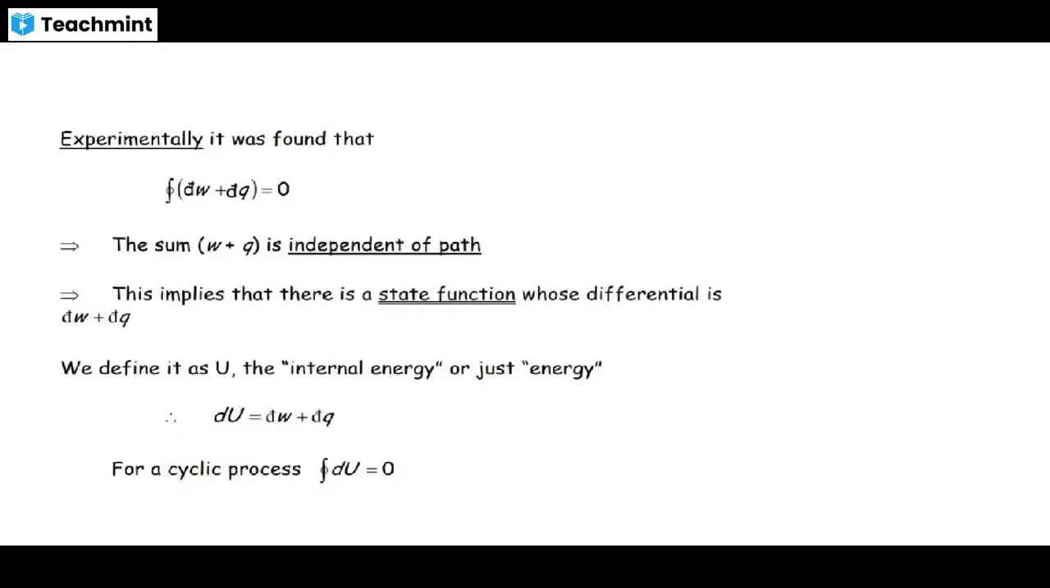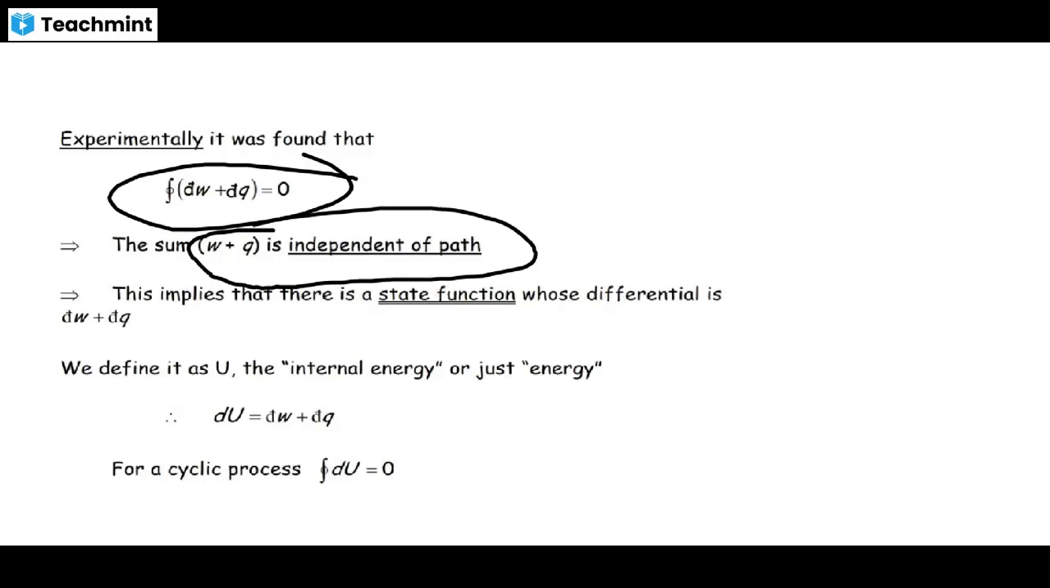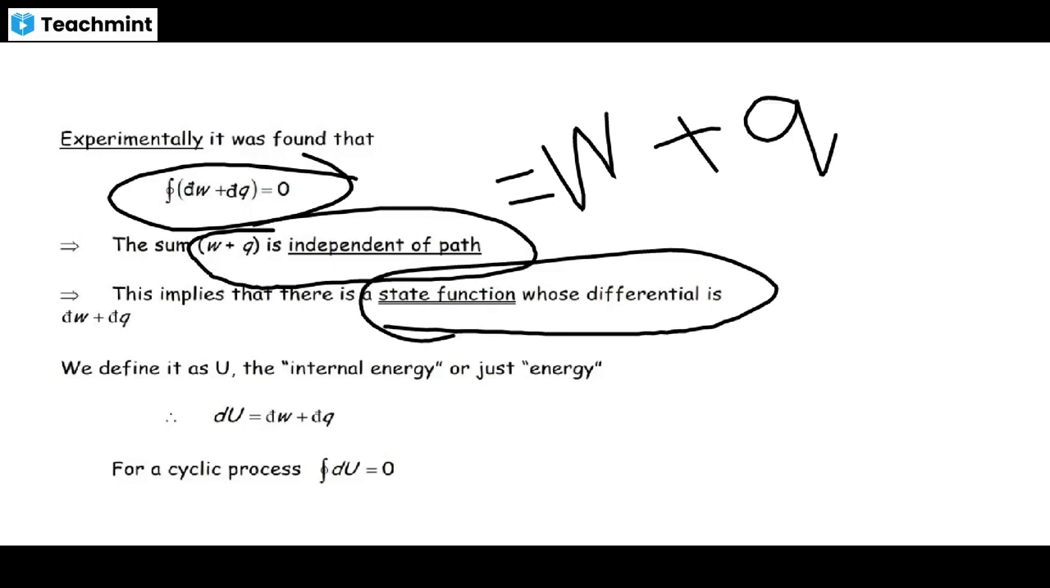Experimentally it was found that the cyclic integral of dq plus dw is equal to zero. Work and heat individually depend on path, but their sum is independent of the path. Then they stated that there is some state function whose differential is dq plus dw. So then they got the internal energy U.